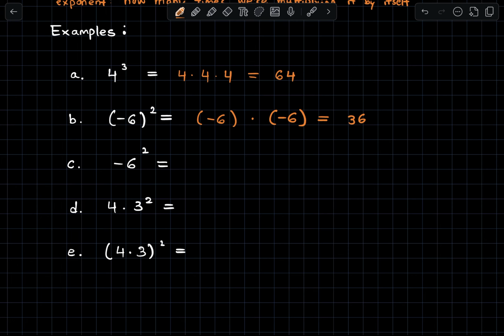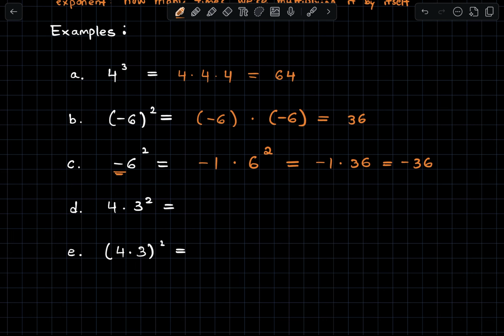Now in part C, we've got negative 6 raised to the second power, but no parentheses. So what this really means is this negative is outside, right? This negative sign is not being raised to the second power. So how we can think of this is actually negative 1 times 6 squared. So it's 6 alone that's being raised to the second power, not the negative. So this is negative 1 times 36, and that's going to come out to negative 36.